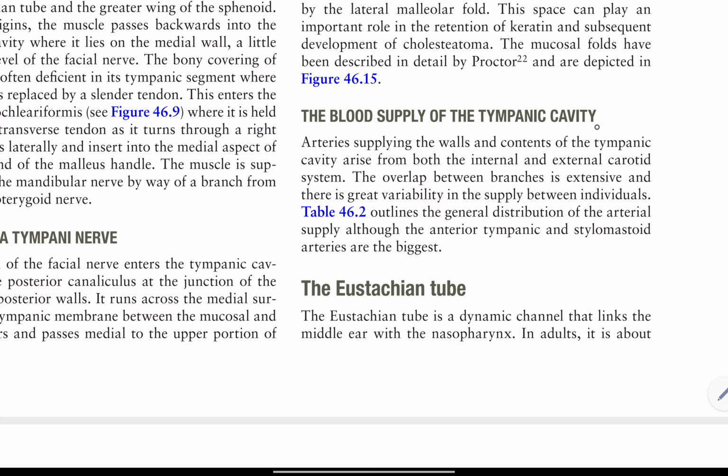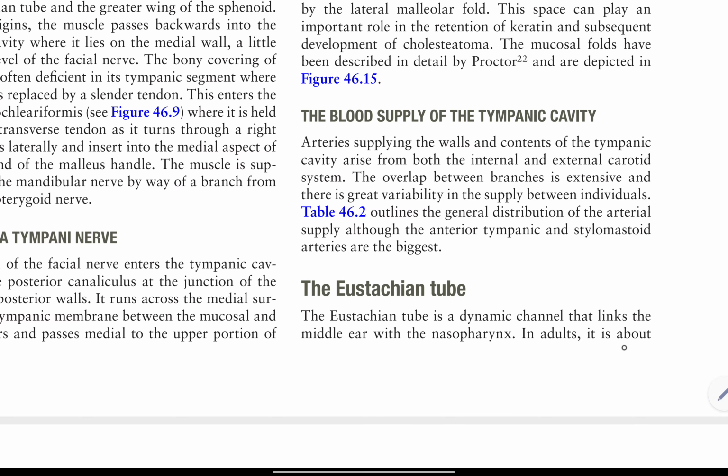The blood supply of the tympanic cavity. Arteries supplying the walls and contents of the tympanic cavity arise from both the internal and external carotid systems. The overlap between the branches is extensive and there is variability in the supply between individuals. Figure 46.2 outlines the general distribution of the arterial supply, though the anterior tympanic and stylomastoid arteries are the biggest. The eustachian tube. The eustachian tube is a dynamic channel that links the middle ear with the nasopharynx.